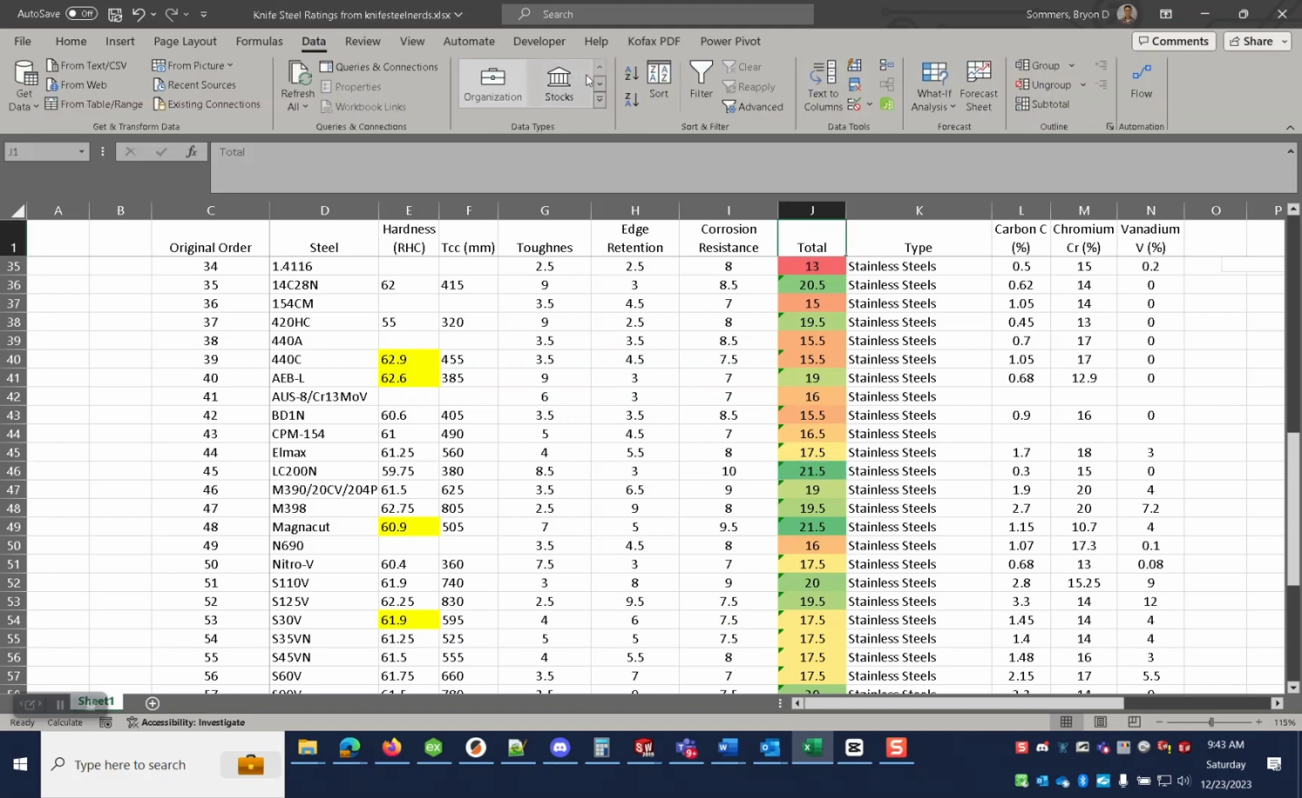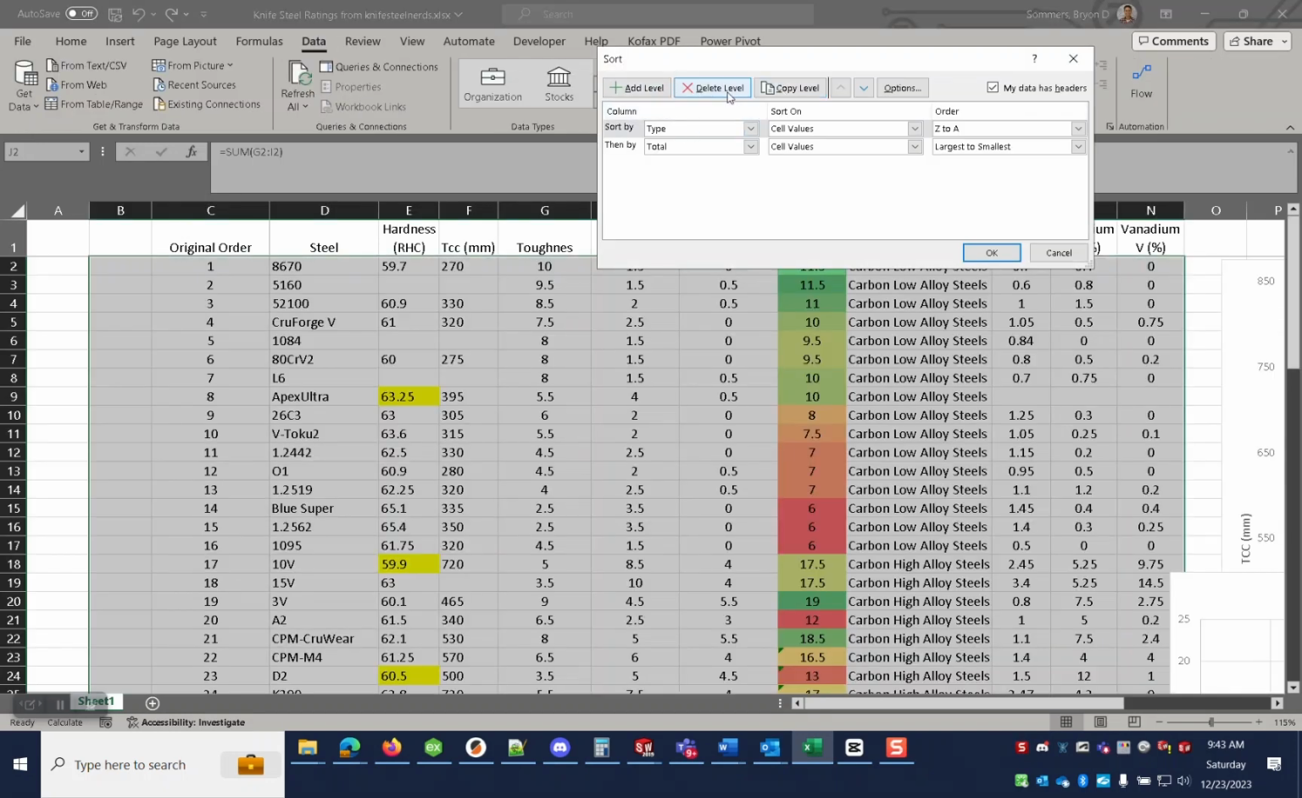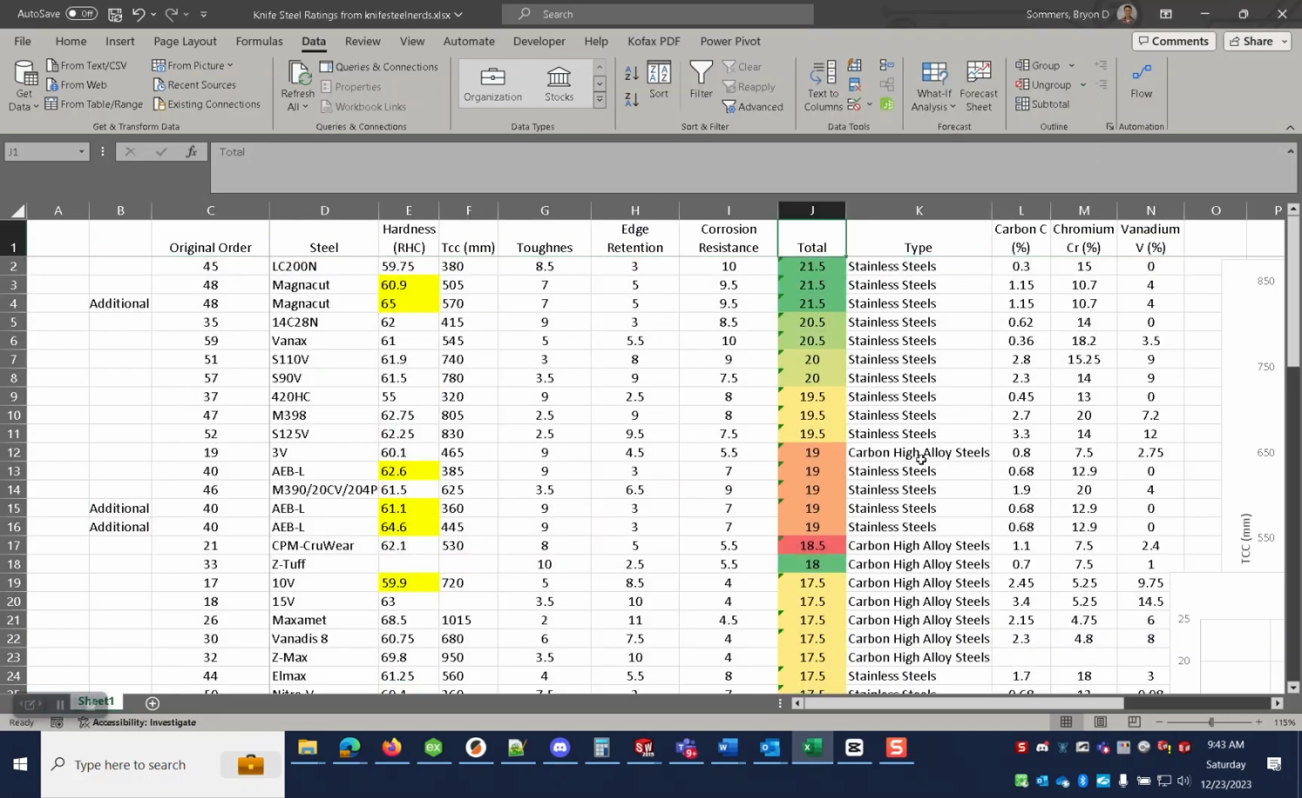Let's sort this. I'm going to sort this entire thing by total only. We're going to go highest to lowest. So just looking at that, there's basically Magnacut, LC200N. Next, Vanax and 14C28N. And then S90V and S110V. And then interestingly enough, 420HC.